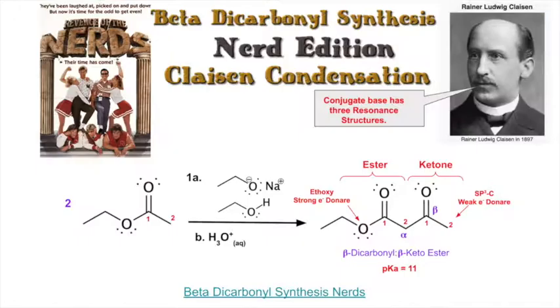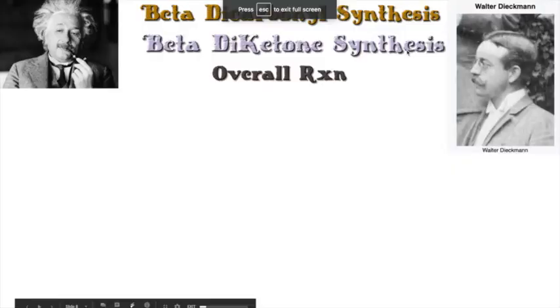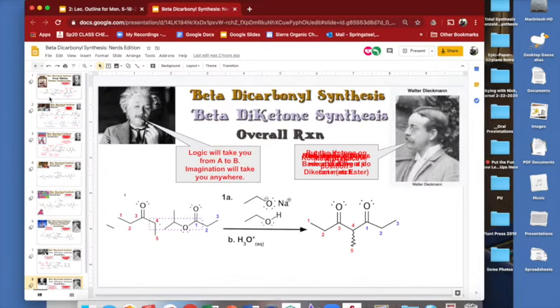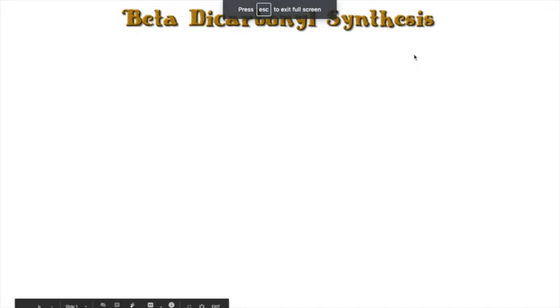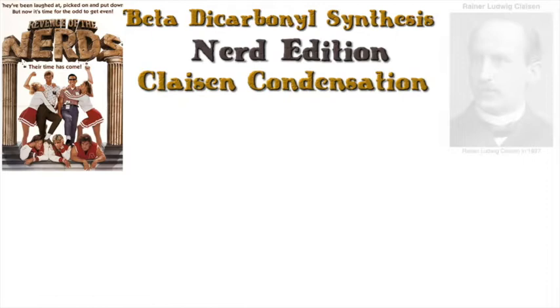All right, so I was saying I made up this beta dicarbonyl synthesis animation. I'm going to go through it kind of quick, and then you guys should go through it slower on your own. Okay, here we go. I'm on the last slide. This is linked in the mechanism quiz area. So we're going with the nerd edition, Revenge of the Nerds. Their time has come. We start with the Claisen condensation.